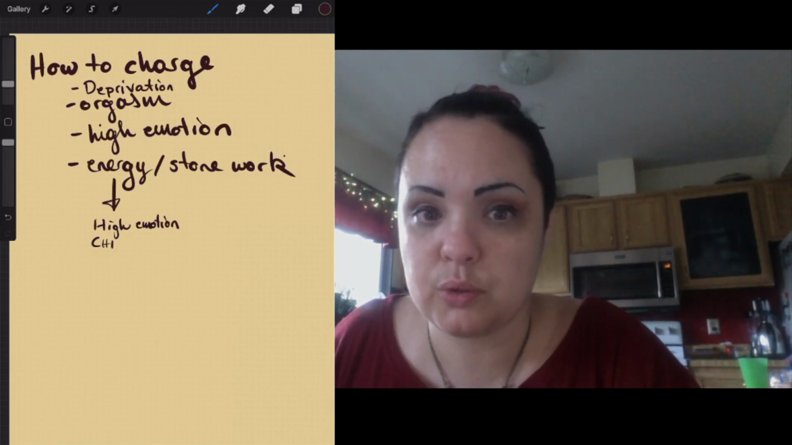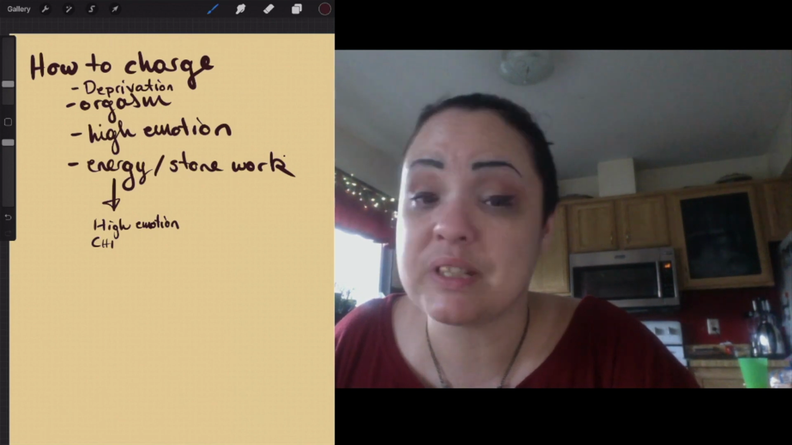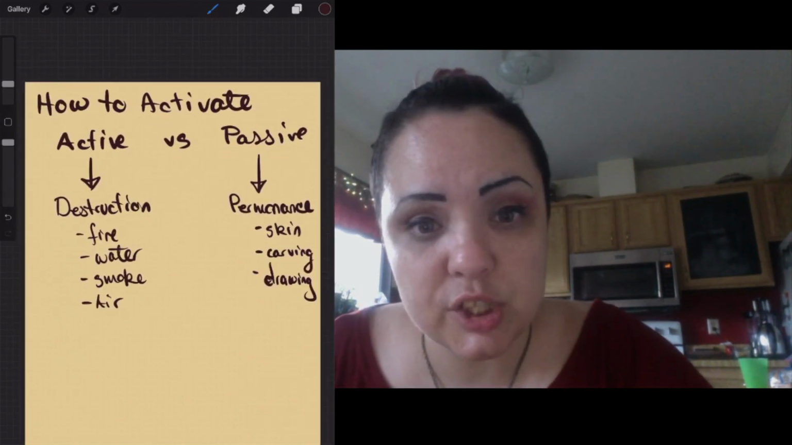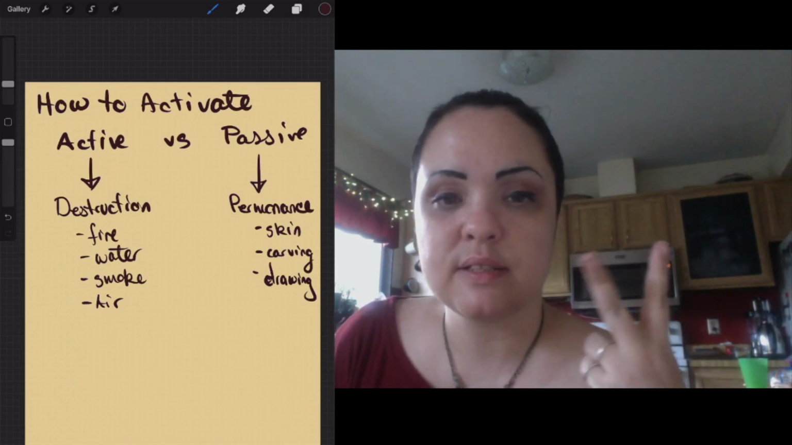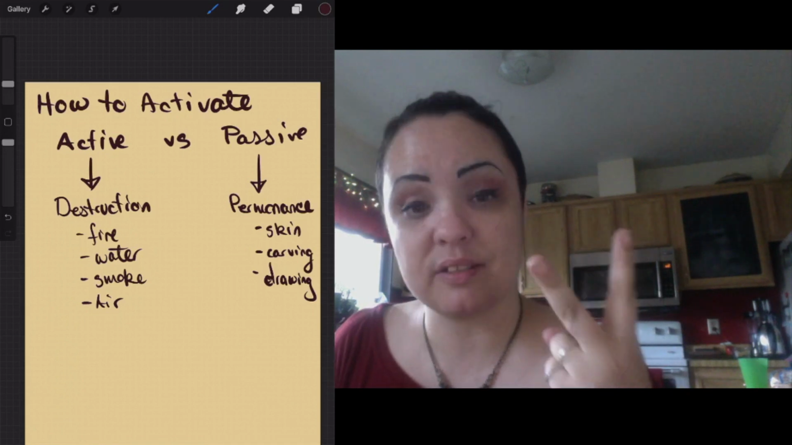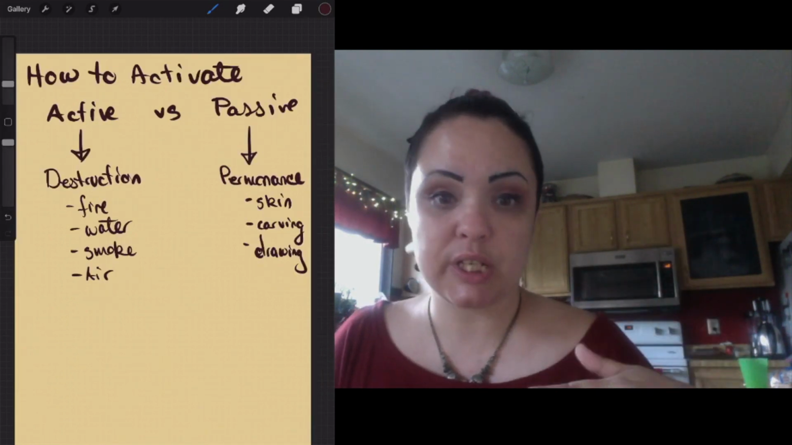We'll get into some of the passive and active ways of activating, but a lot of those will work for charging as well. So now we're getting into activation. There are two kinds of activation: active activation and passive activation. Active activation usually involves destruction in some manner.